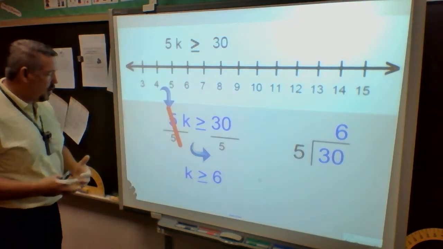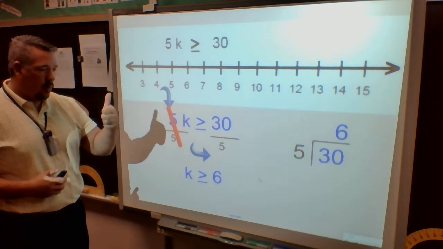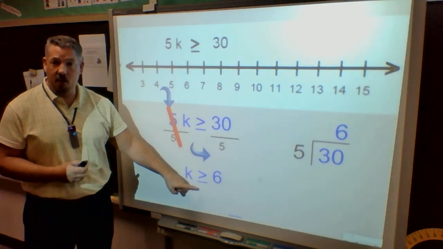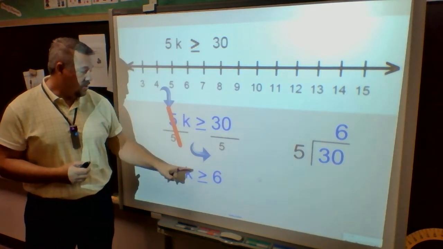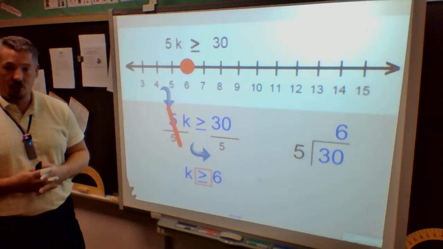All right, so when I look at it, I'm talking about a 6. So am I going to put a circle, or am I going to put a complete dot, filled in circle? Well, it gives me my equal sign underneath it, right? It says it's greater than or equal to. So I go to my 6, and I'm going to put a complete solid circle.